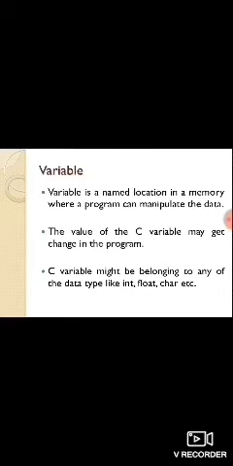Variable is the name of a memory location. Unlike constants, variables are changeable. So the value of a C variable may get changed in the program. We can change the value of a variable during the execution of a program. A programmer can choose a meaningful variable name.